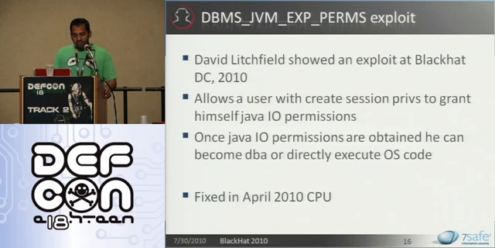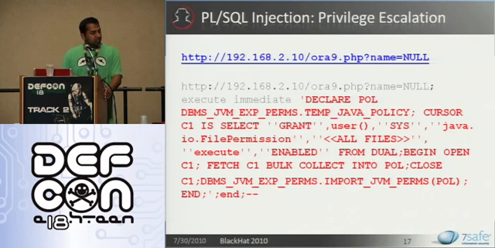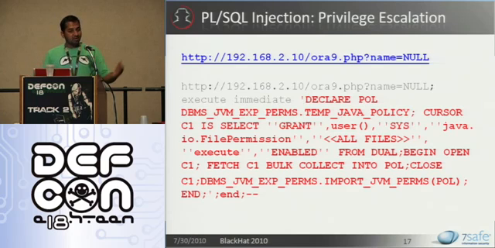So how do we exploit this? David Litchfield showed an exploit at Black Hat DC this year, which allows the user with just create session privileges to grant himself Java I/O permissions. And once these Java I/O permissions are obtained, then OS code execution is possible. This particular issue was fixed by Oracle in the CPU of April 2010. So this is how the exploit looks, and you can use it from web applications. Essentially, if you look at our scott.test procedure, I have passed the argument as null.